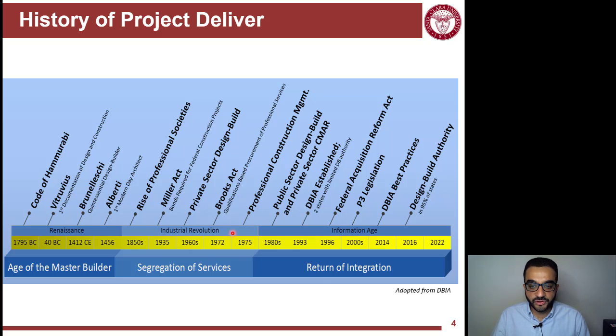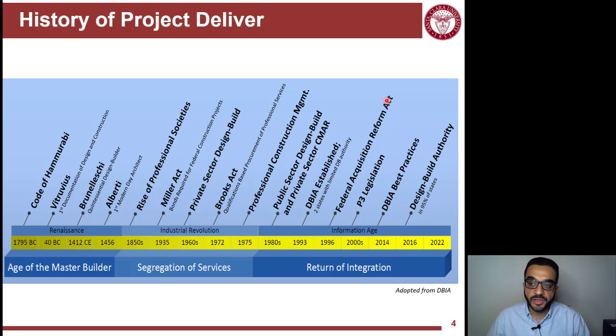And then the establishment of professional construction management was around the 1970s. So that brought a lot of the scientific management principles and theories into the construction arena. And then people are more comfortable now with more integration. So the principles and delivery system of construction management at risk was gaining more momentum. And then DBIA was established, so Design Build Institute of America.